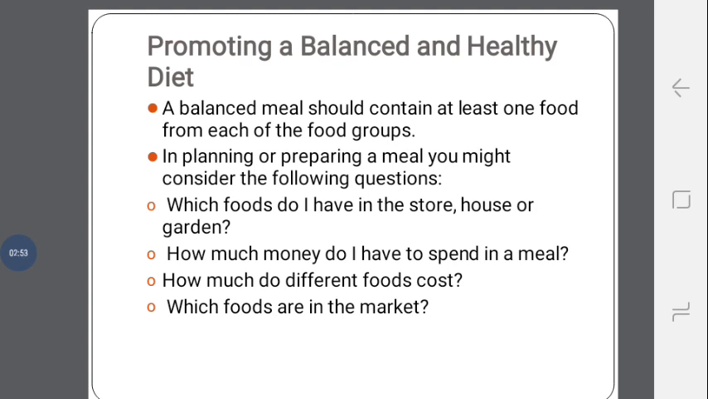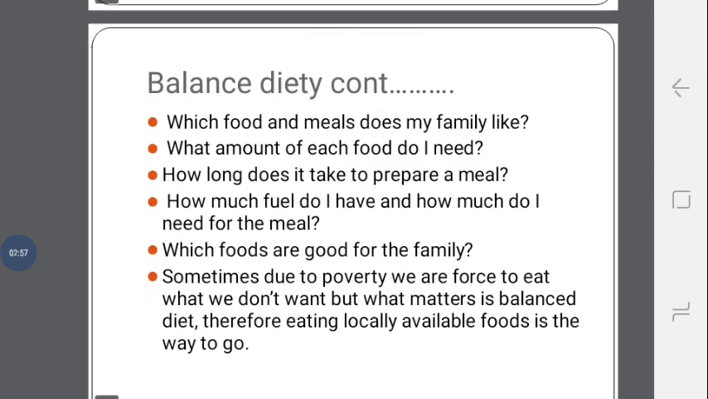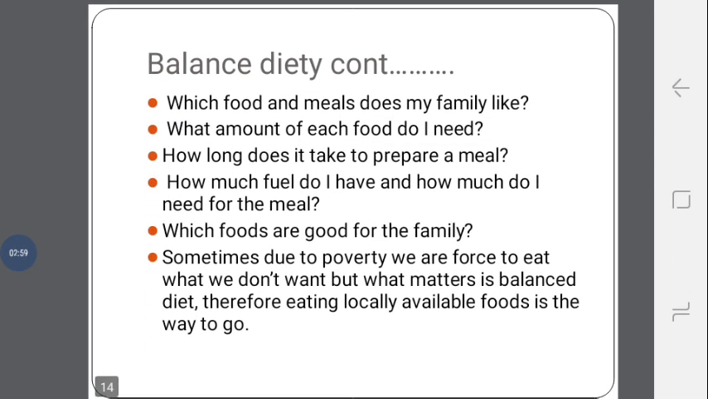Which foods are in the market? Chakula gani kinapatikana katika soko? Which foods and meals does my family like? Huhitaji kununua tu chakula kwa sababu ni chakula. Unatakiwa uangalie chakula gani kinapendwa na familia. What amount of each food do I need? Kiasi gani nahitaji? How long does it take to prepare a meal?